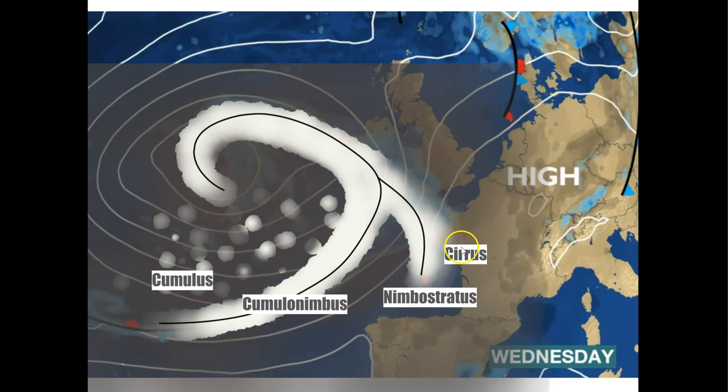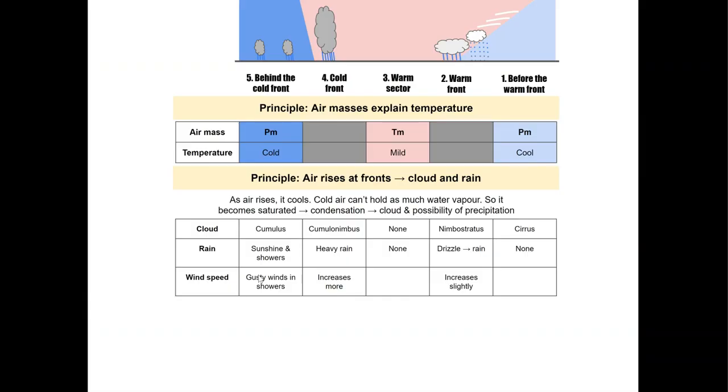So there's our cirrus cloud as the warm front begins to approach. There's the nimbostratus cloud at the warm front. Warm sector, you're not getting much by way of any cloud. Cumulonimbus cloud at the cold front, and then there's your sunshine and showers cumulus cloud after the cold front itself. Okay, principle 1, air masses explain temperature. Principle 2, air rises at the fronts, rises, cools and condenses, forming cloud and rain.